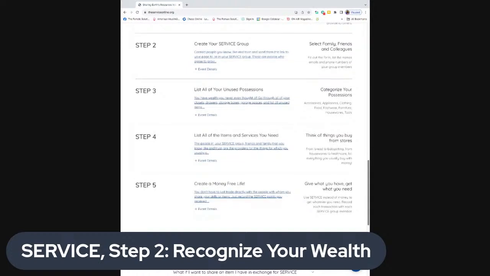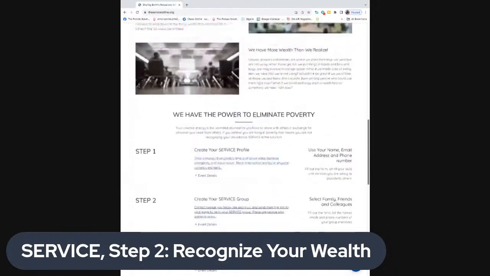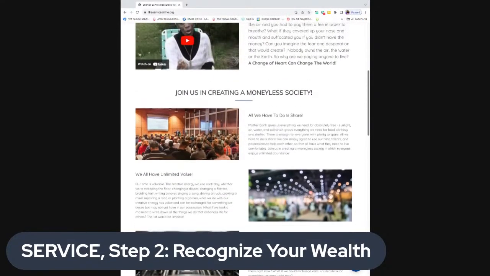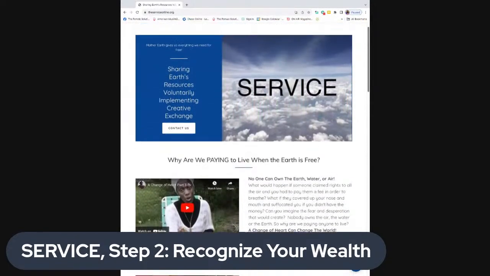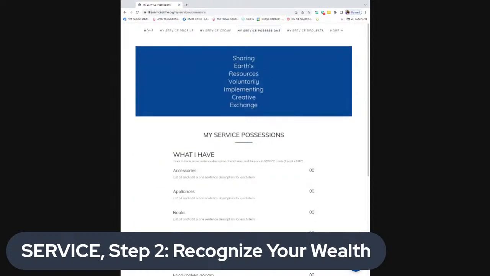in the upcoming stages. And then step 5, create a money-free life. And that's the system in which you're going to employ with those you know, like, and trust. And we'll go over creating that service group that you interact with in the next step, part 3. But today, we really want you to recognize your wealth. So here is a way you can categorize it. And if you are ready to really go through everything you have, you will see what its value could be in terms of trade.